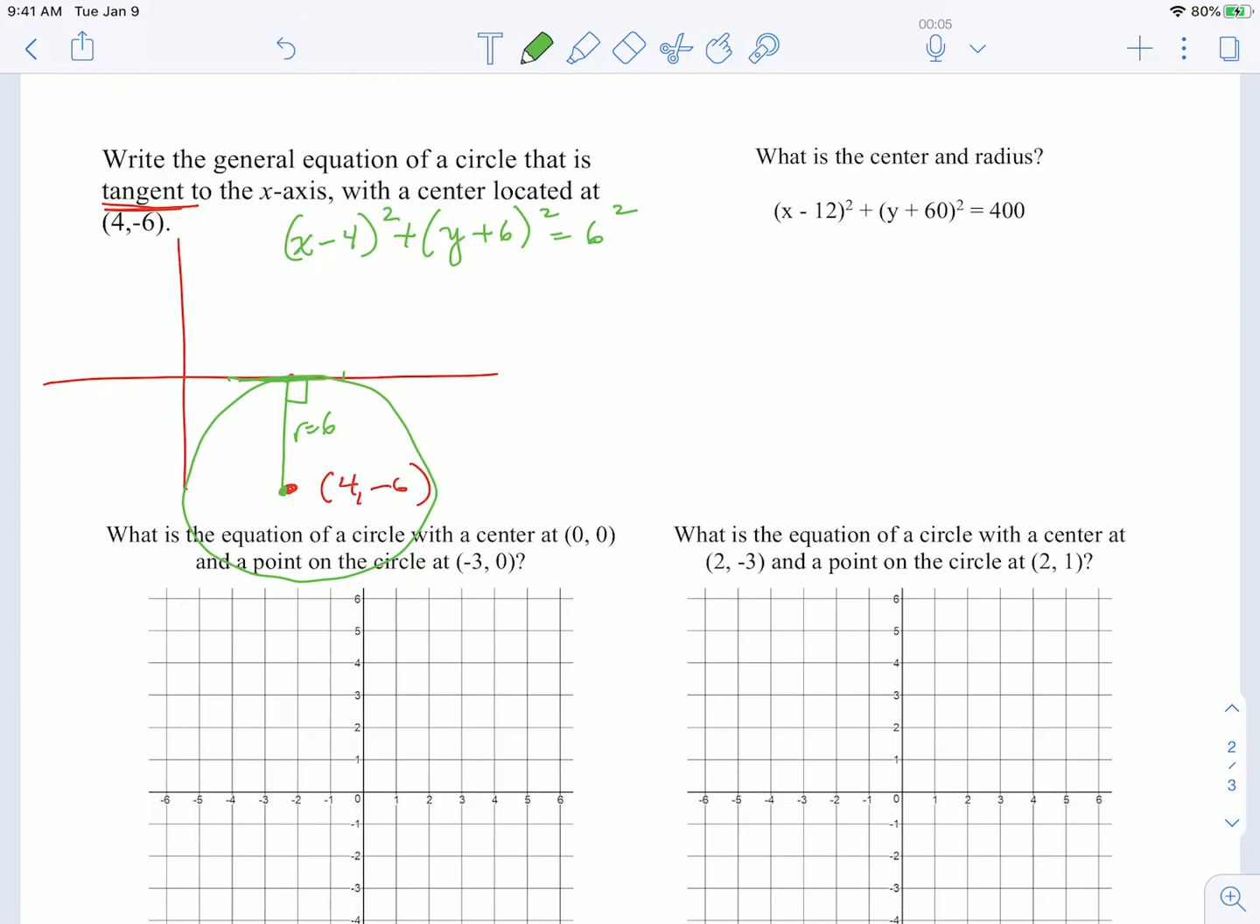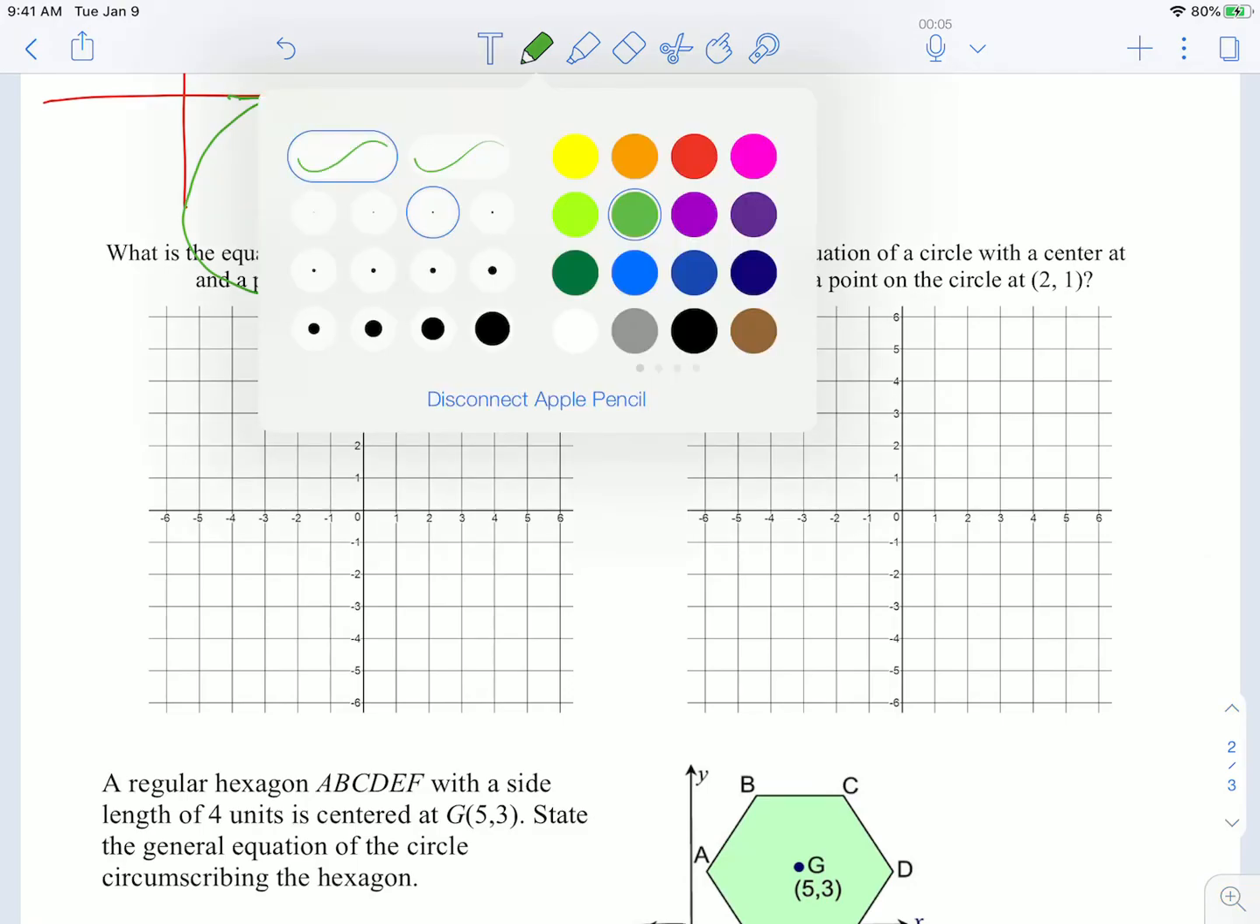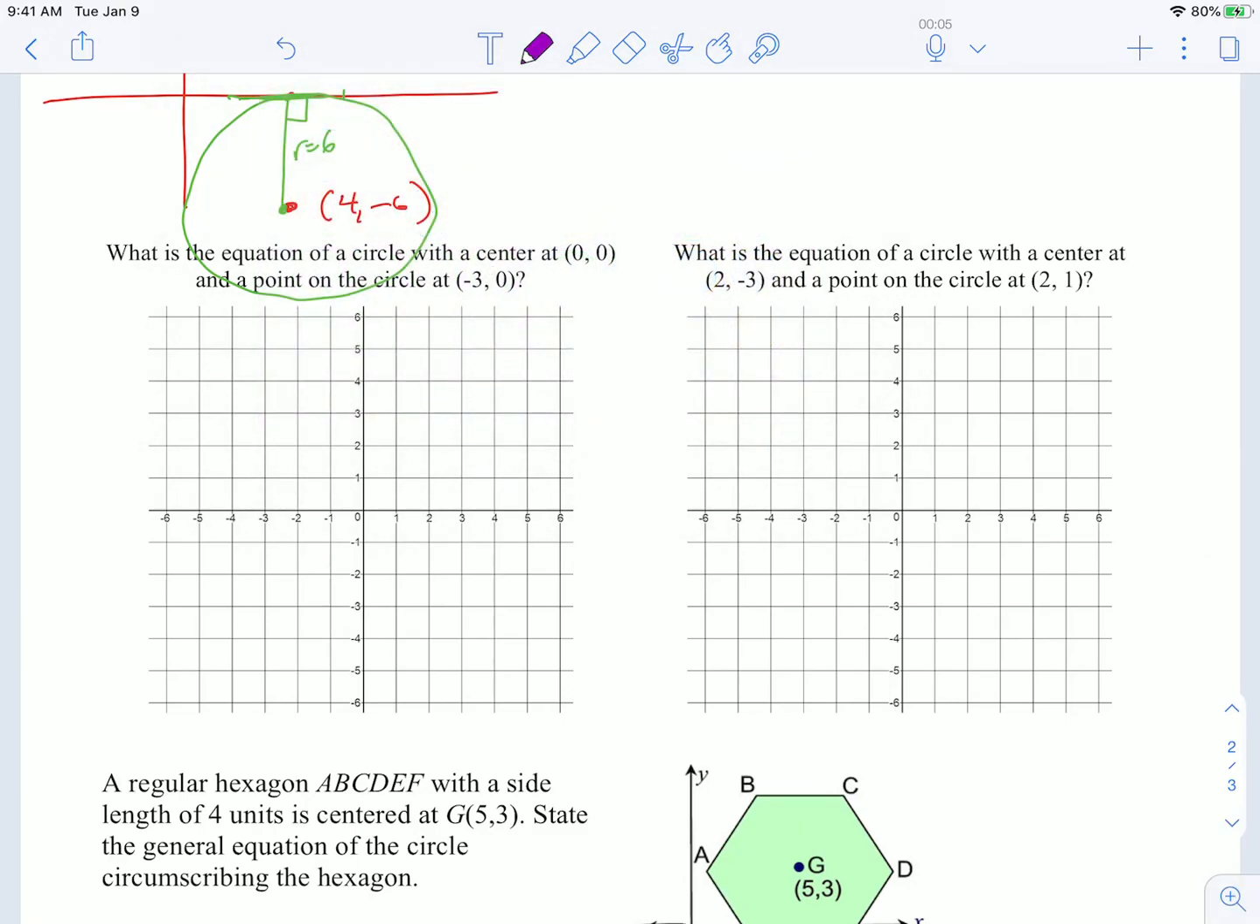All right, so let's try the other one over here. Pretty straightforward. We've got a center, which is going to be at 12, negative 60, and a radius, whatever the square root of that is, 20. Okay, keep going down here. Okay, so the equation of the circle with a center of 0, 0, and a point on the circle at negative 3, 0.